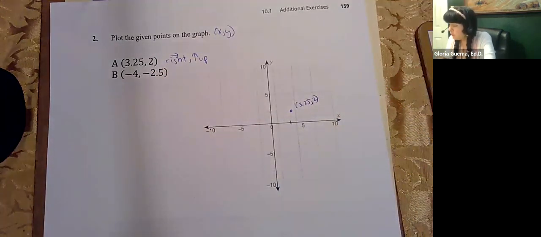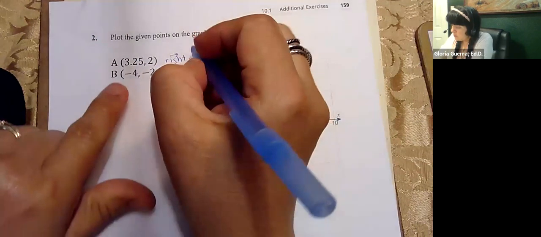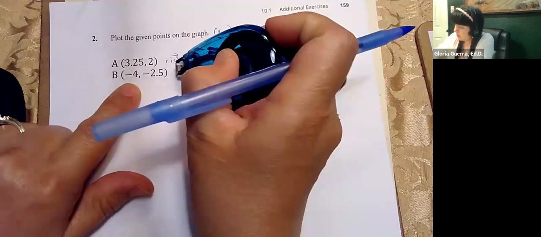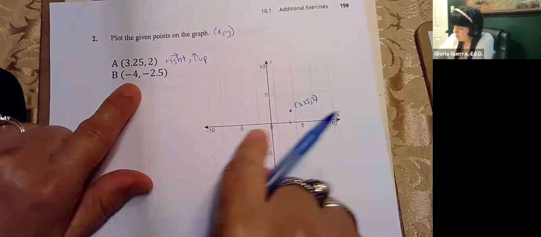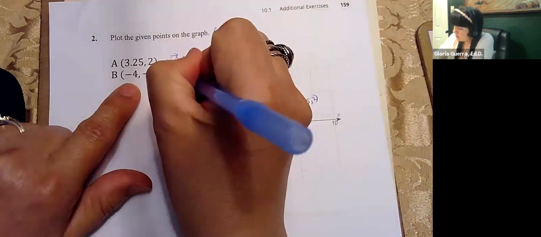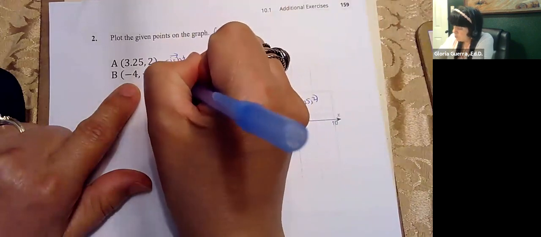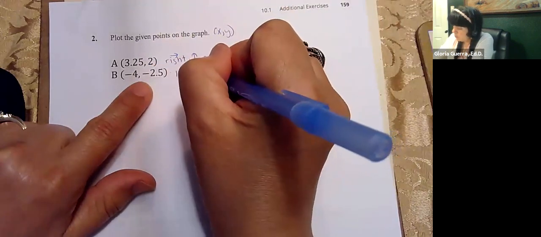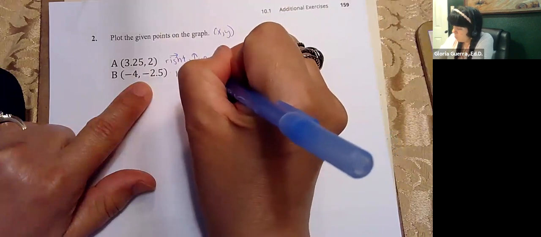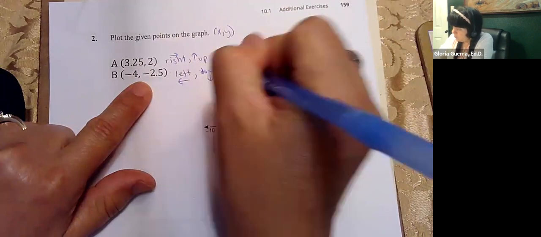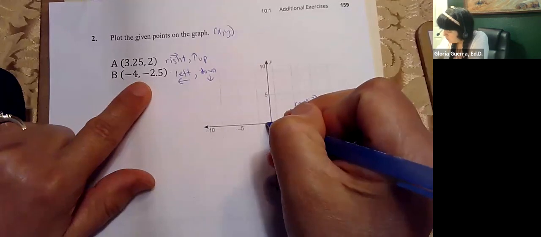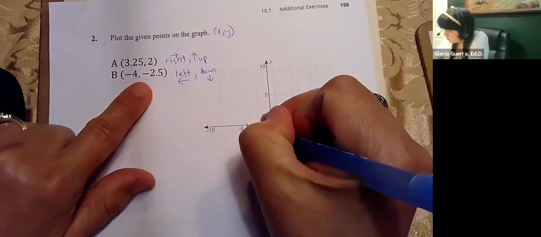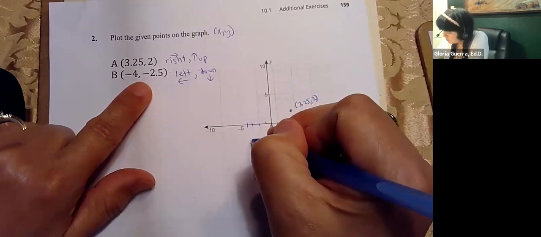And -4, -2, and 5/10. So this tells you to go down. No, excuse me. You always go right or left first. X, right or left. So you're going to go left because it's negative. And then you're going to go down. So left, -1, -2, -3, -4, and down 1, 2.5.